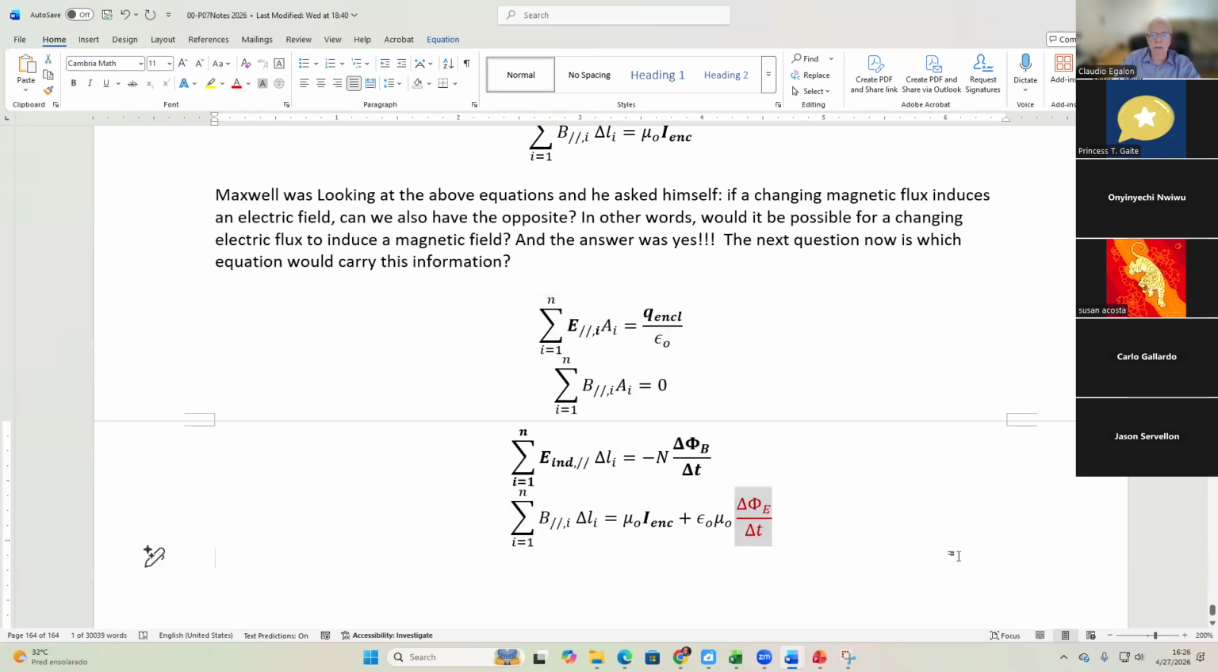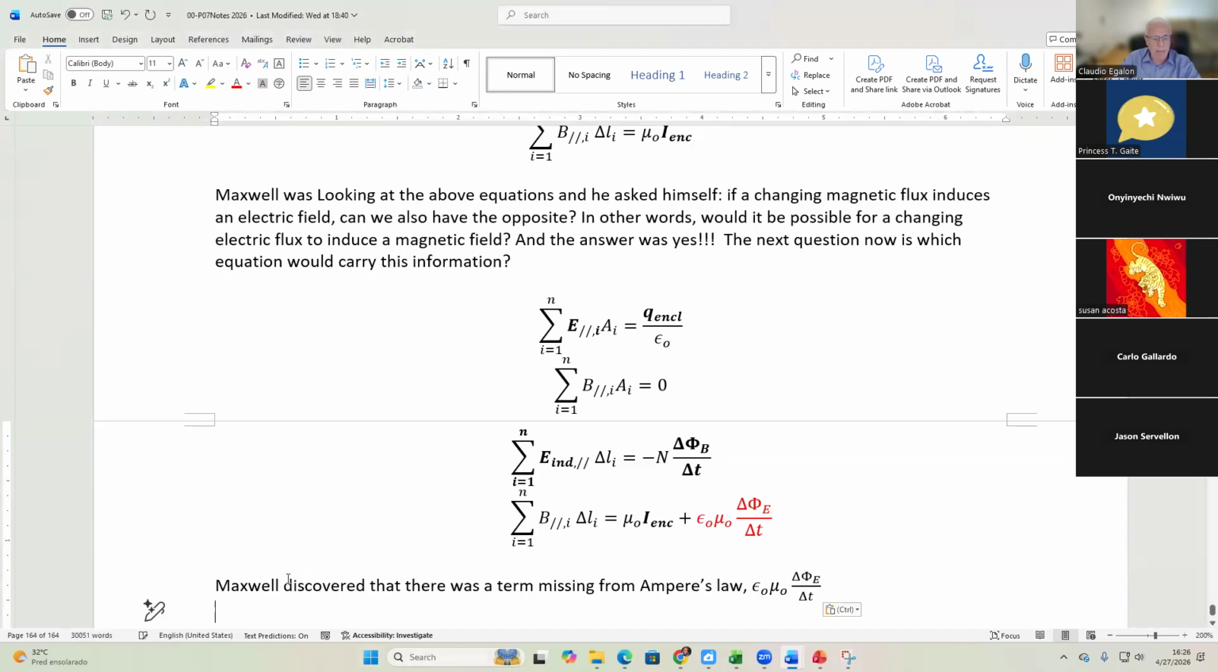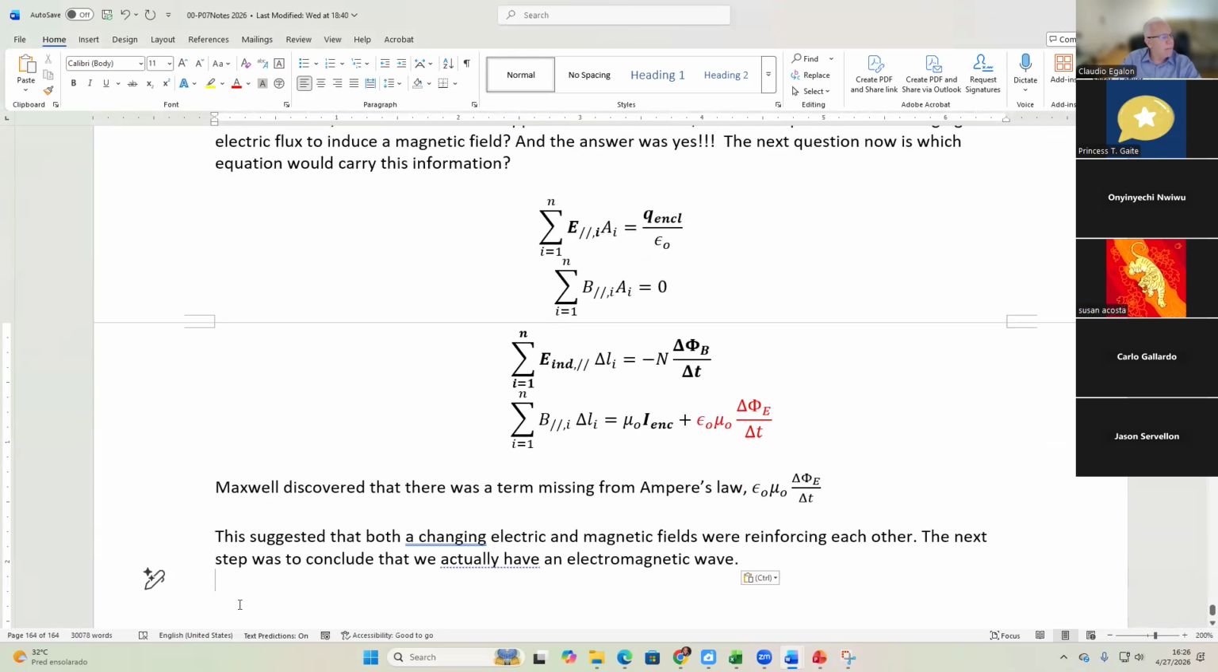I'm going to put it in red color. Let's put everything in this term in red color. And now, with the introduction of this new term, we can explain the electromagnetic field, the electromagnetic wave. So Maxwell did discover that there was a missing term in Ampere's law. And this missing term suggested that a changing electric and a changing magnetic field were reinforcing each other.